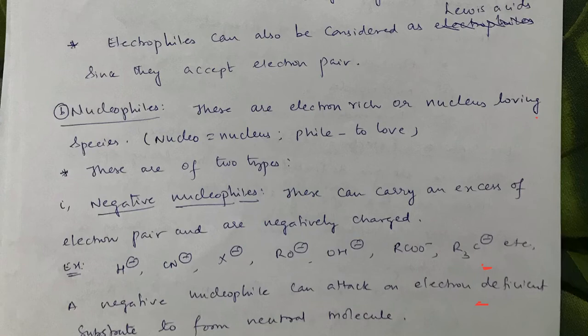Before going to the nucleophile, I would like to mention one point. Electrophiles are electron deficient species, so they can act as Lewis acids. Electron seeking species are electron pair acceptors, right? Now nucleophiles: nucleo means nucleus, phile means loving. These are nucleus loving species, meaning electron rich species, where the electron density is very high.